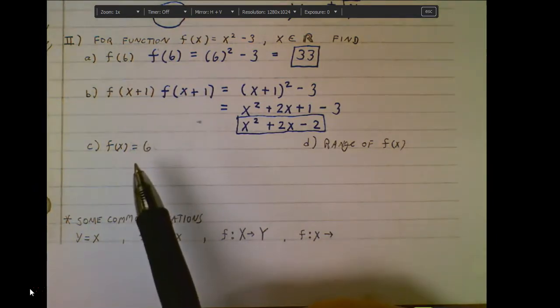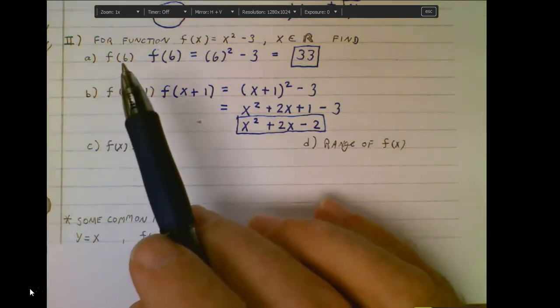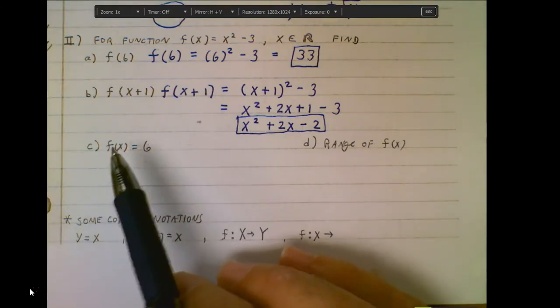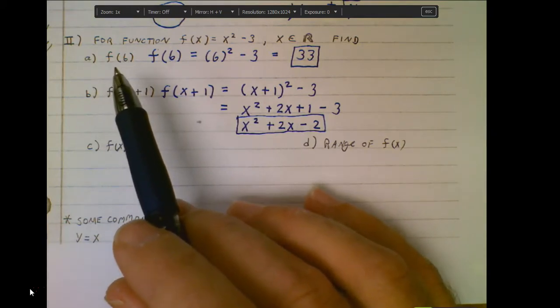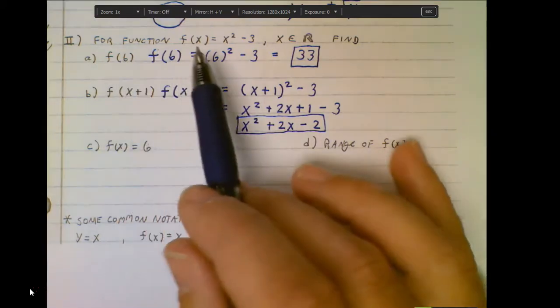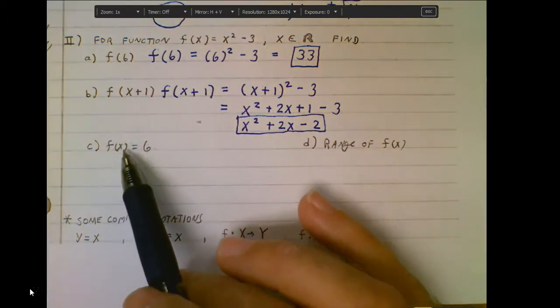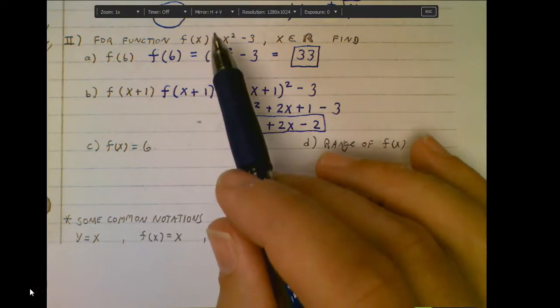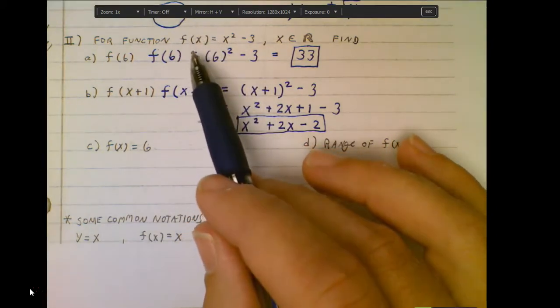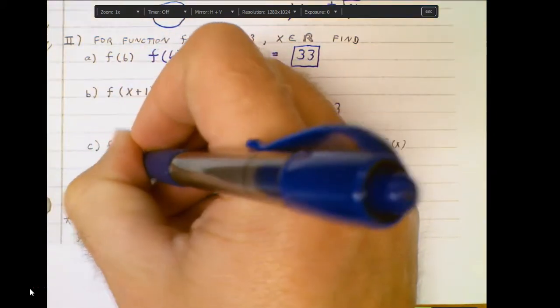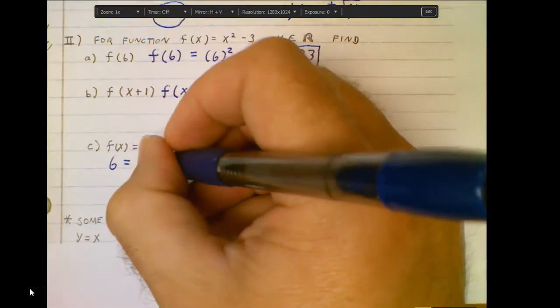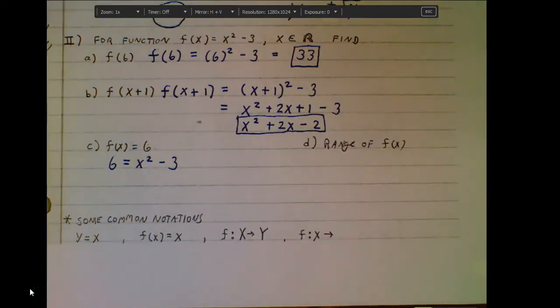So I want you to notice the big difference right here for part C compared to part A. Notice that in part C we're now saying f of x equals 6. This one said f of 6. So when it says f of 6, you're plugging in a 6 for x. But when it says f of x equals 6, I am now replacing the entire left side with the number 6. So I am now saying x squared minus 3 is equal to 6, and I now have an equation to solve. I am solving for x. So there's a big difference between A and C that you have to recognize.